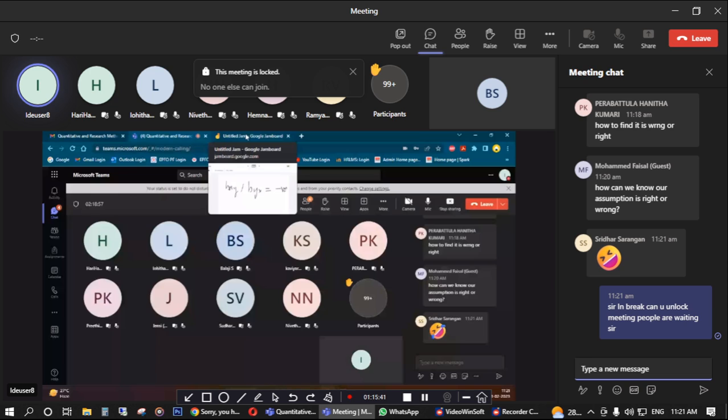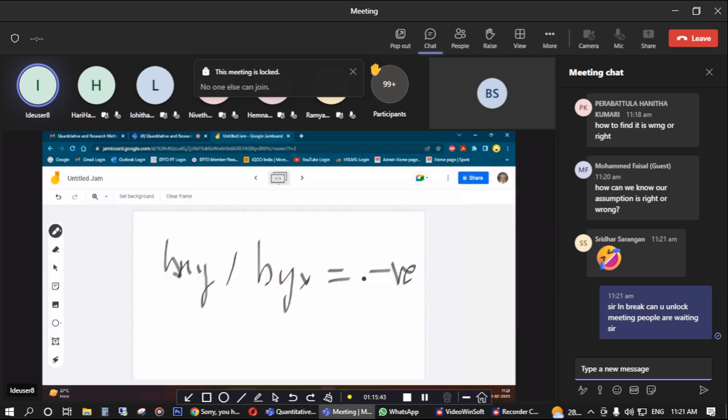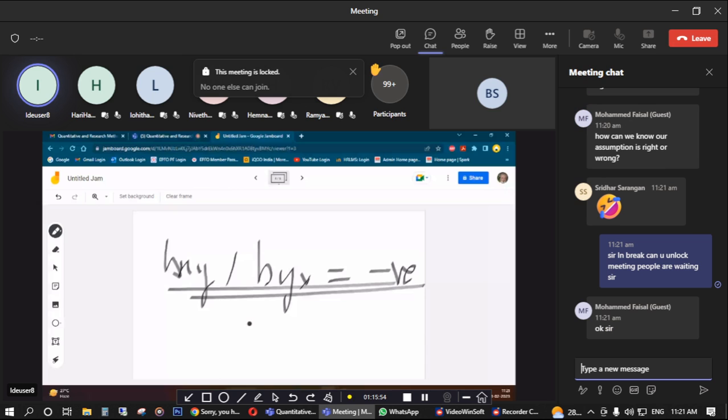Very simple. bxy and byx both are negative. So I can confidently say that bxy and byx values are both negative, so till here, whatever I have done is absolutely correct.